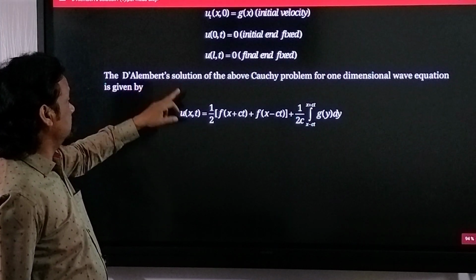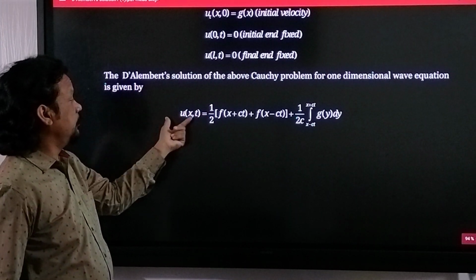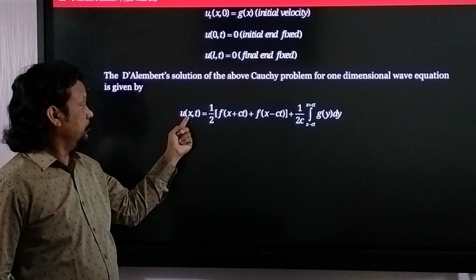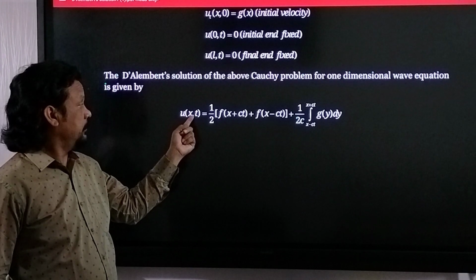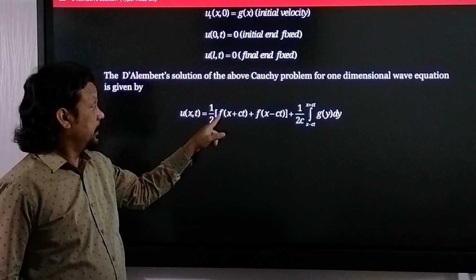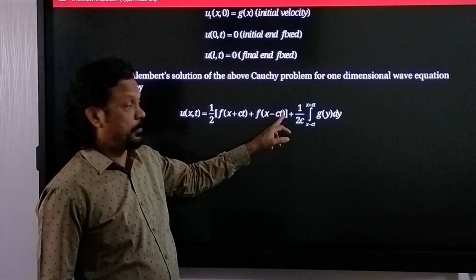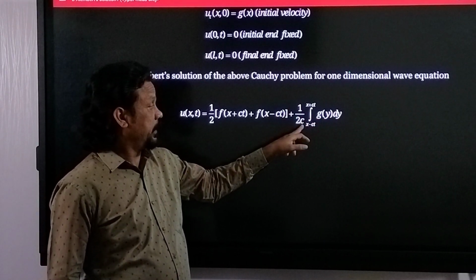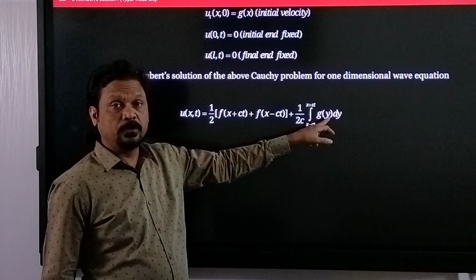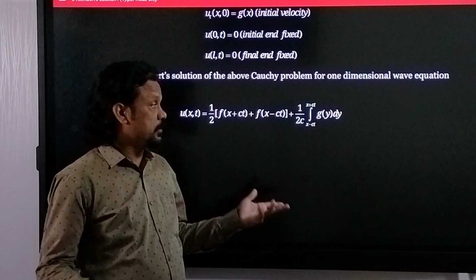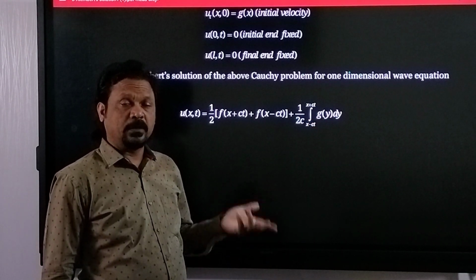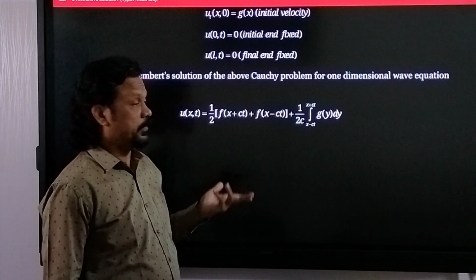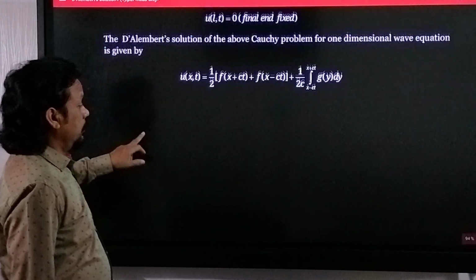So according to D'Alembert's solution, u of x, t, the displacement of this string at any point x at time t, is half of f of x plus ct plus f of x minus ct, plus 1 by 2c integration of g of y dy from x minus ct to x plus ct. As I have told you, y is a dummy variable. So in place of y we can take capital T or alpha, beta, gamma, anything, because this is a definite integral, so it does not depend upon the variable.